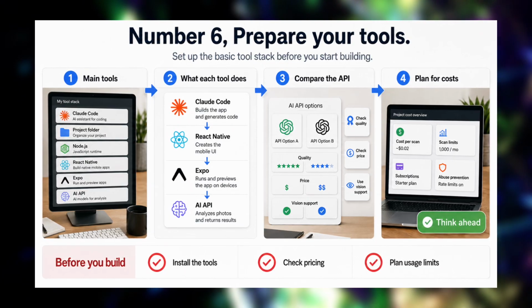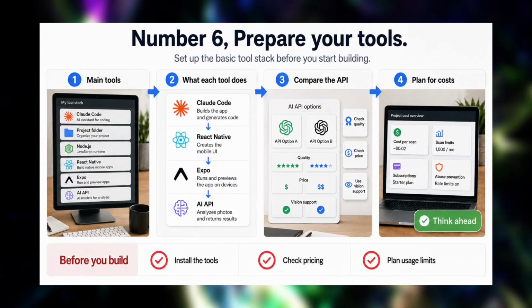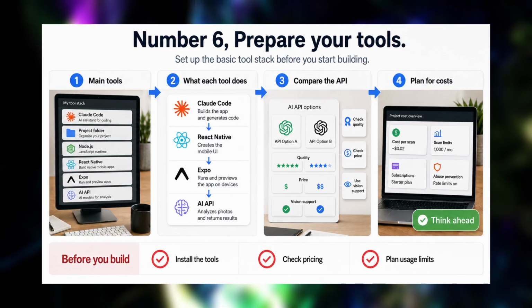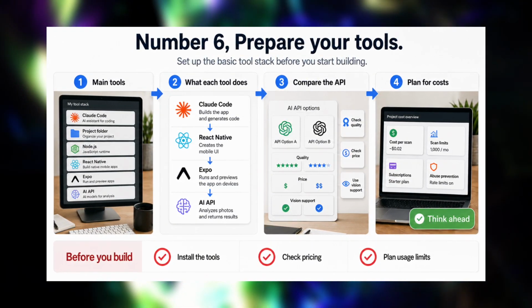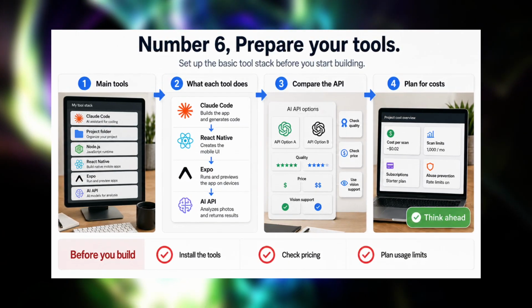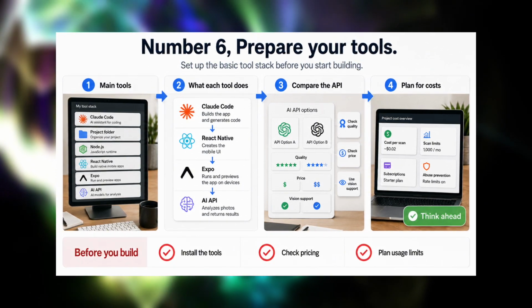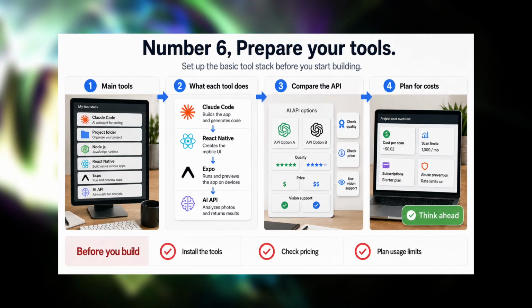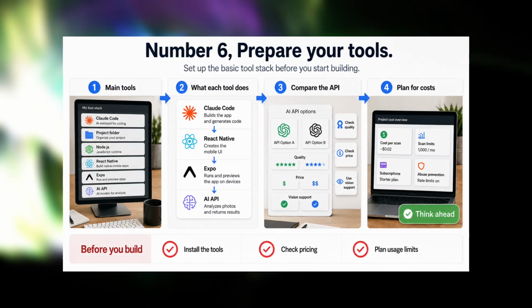You can use Claude API or another vision-capable model, but compare current pricing before choosing. The cheapest option is not always the best if the answer quality is weak. Also remember that every scan costs money when it uses an AI model. Even if one scan is cheap, a large number of users can create a real bill. So from the beginning, think about scan limits, subscriptions, and abuse prevention.